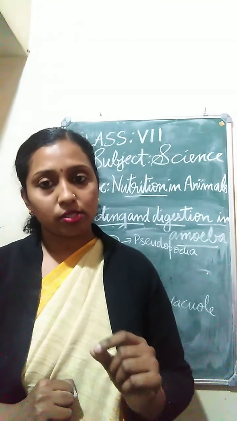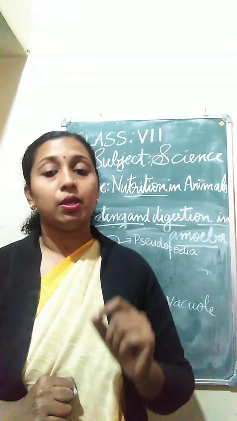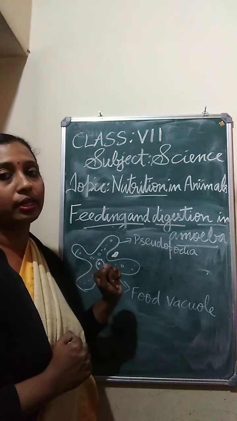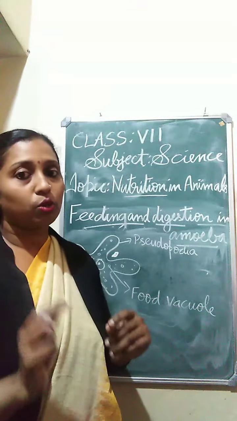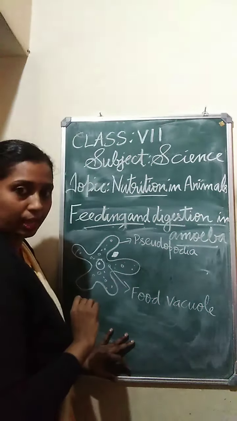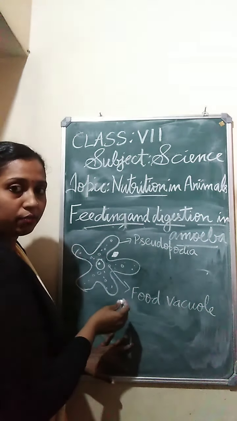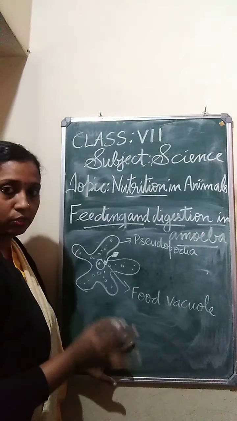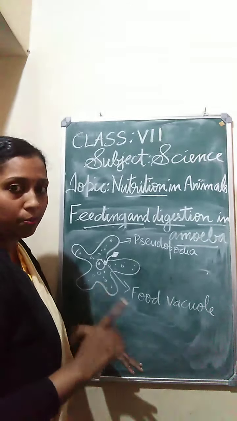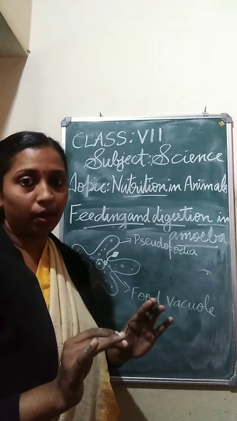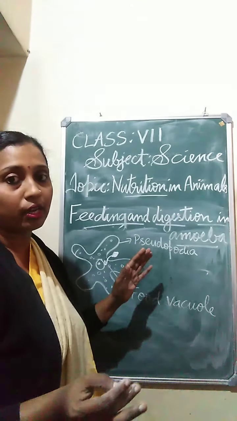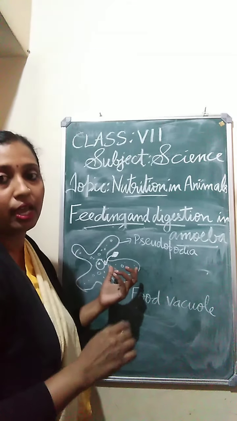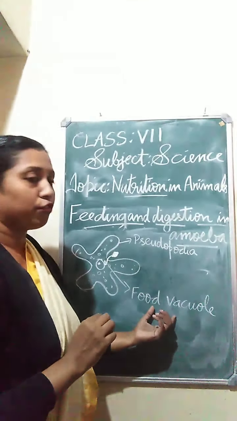Amoeba feeds on some microscopic organisms. When it senses food, it pushes the pseudopodia around the food particles and engulfs it. So when the food reaches near the amoeba, using the pseudopodia, they will cover the food and the food is engulfed inside the body. Engulfed means it is taken inside the body. This food is trapped by the food vacuole.